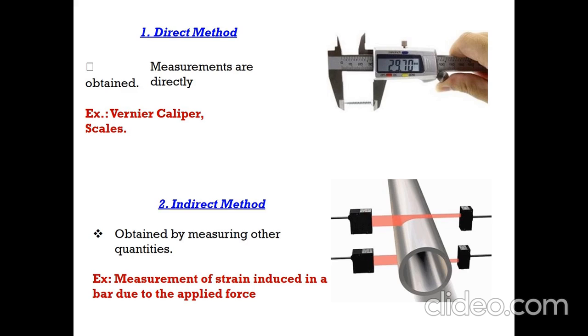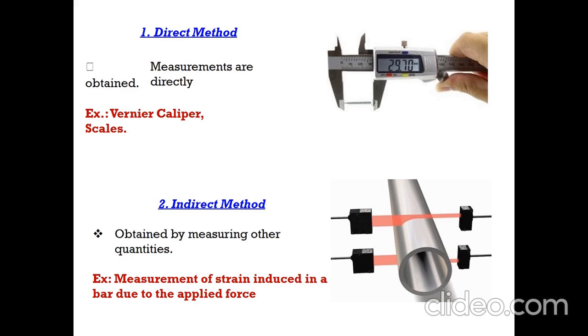So next one, indirect method of measurement. In the indirect method, the value of the quantity to be measured is obtained by measuring other quantities which are functionally related to the required value. For example, angle measurement by the sine bar, measurement of a screw pitch diameter by the three-wire method, etc.